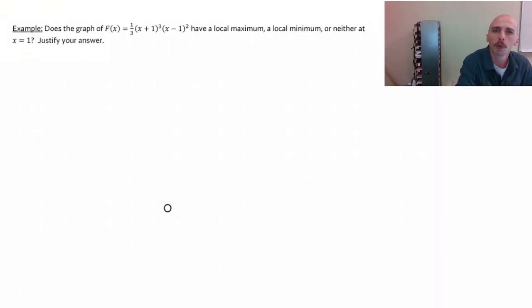All right, I think one more example for us to do would be, hey, here's a function given to you algebraically. Does it have a maximum, a minimum, or a neither at x equals 1? Justify your answer. Okay, so I'm going to do the same thing I did in the previous example. I'm going to produce a sketch of this function, and then I'm going to use that sketch of the graph to determine what's happening at x equals 1 in this case. So let's get to it.